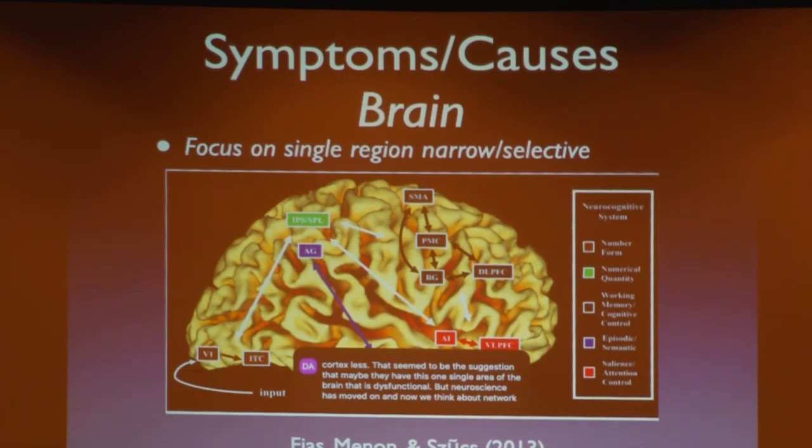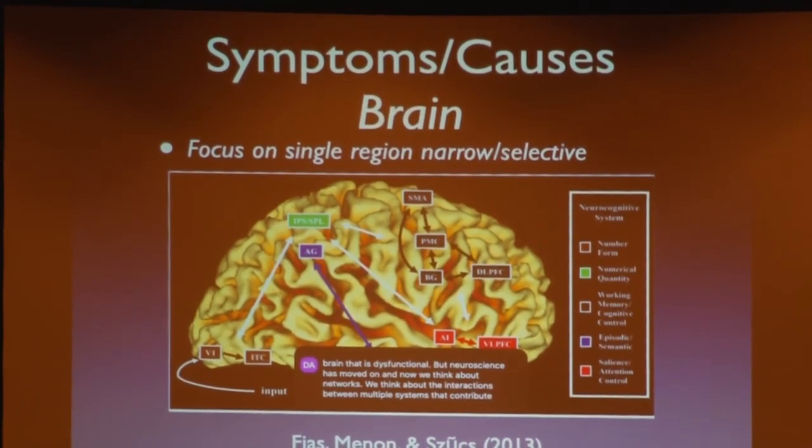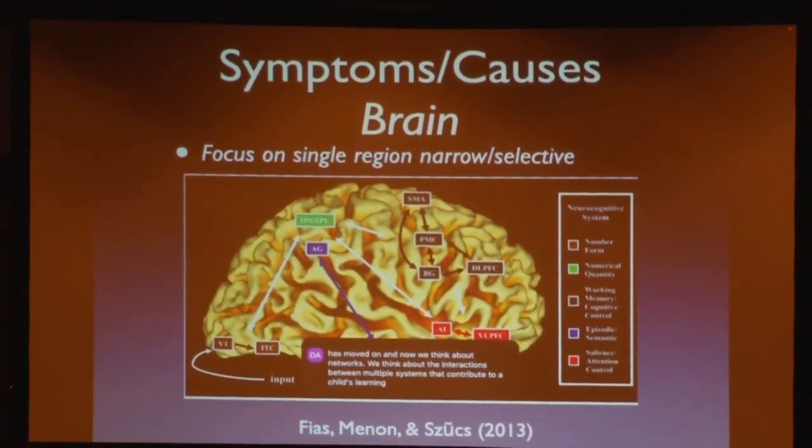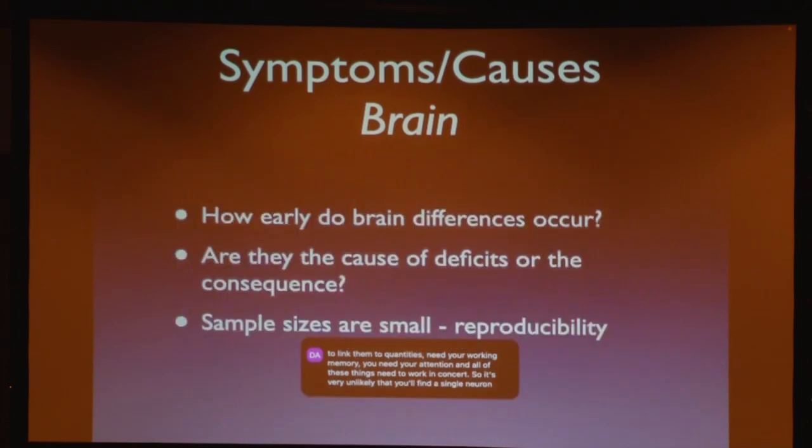We think about the interactions between multiple systems that contribute to a child's learning difficulty. So in math, for example, you need to recognize symbols, you need to link them to quantities, you need your working memory, you need your attention, and all of these things need to work in concert. So it's very unlikely that you'll find a single neural deficit to this.